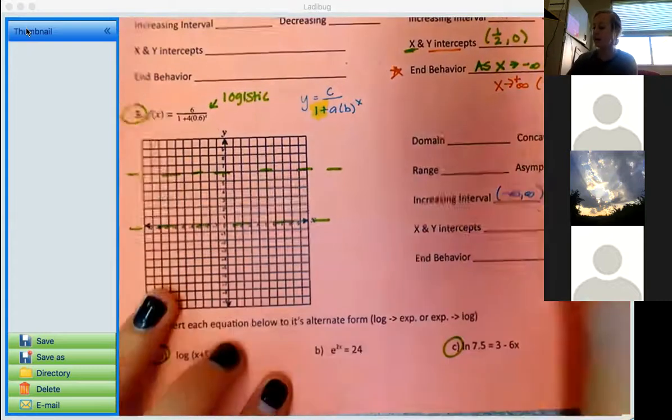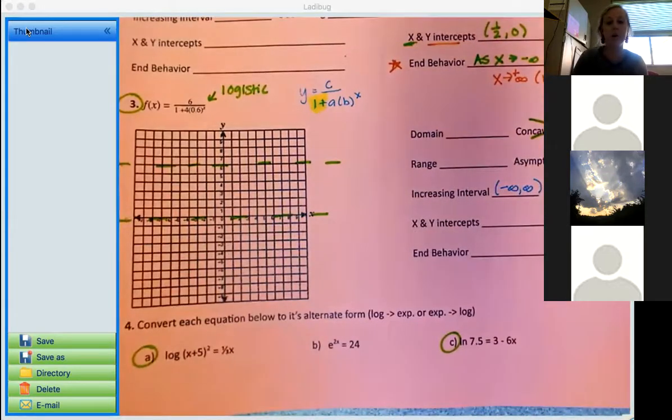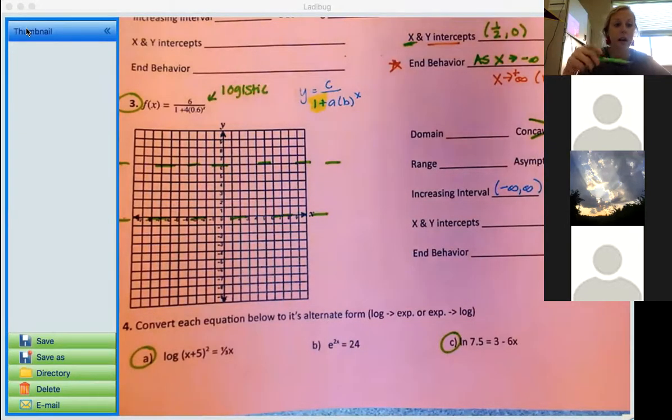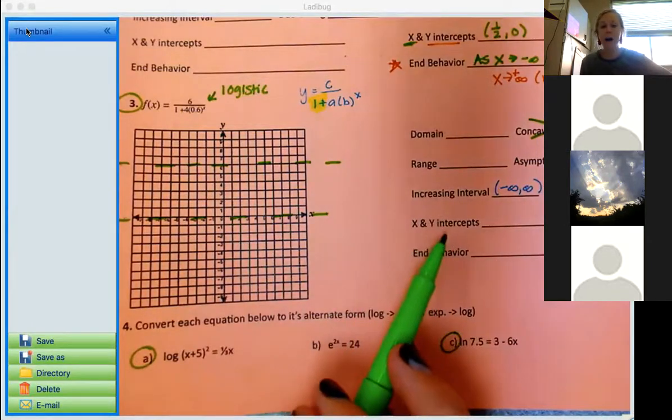All right, I am not worried about the concavity. I put that up there to challenge some of you, so we're not going to go over it right now. It's not on the test. If you want to learn about it or have a question about it, pop in office hours or stay after this, okay? So the next thing I'm going to find is my y-intercept.